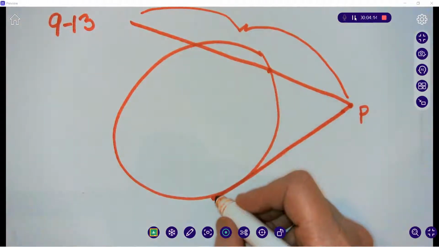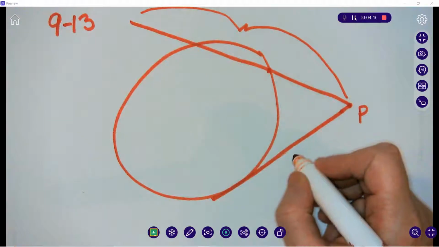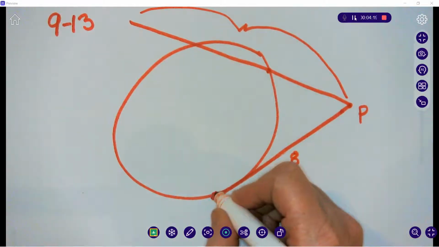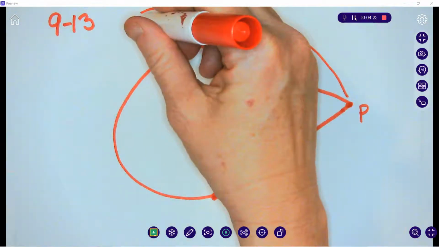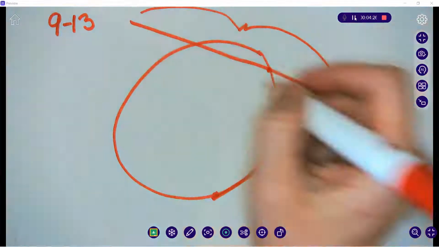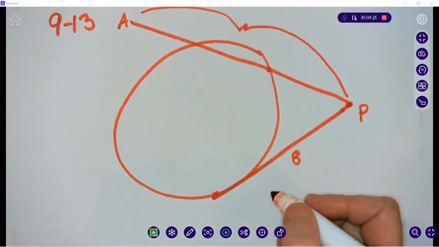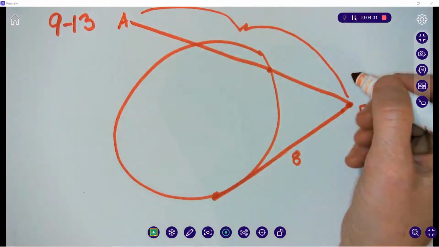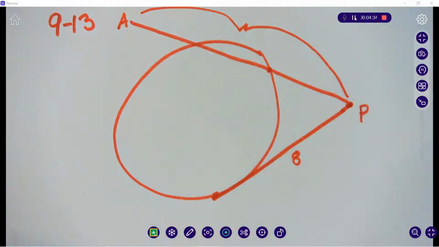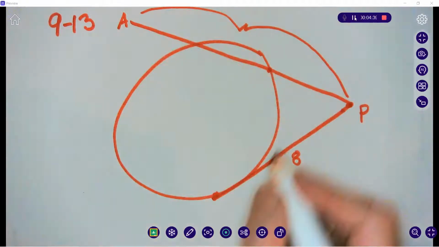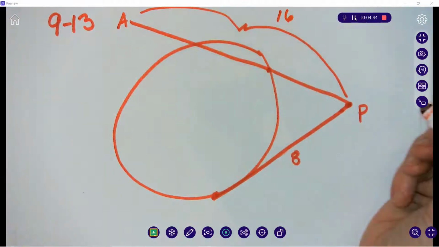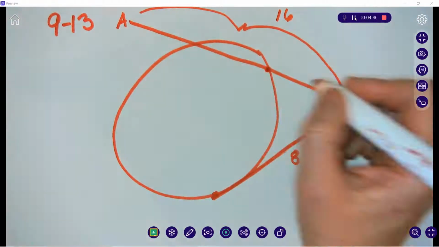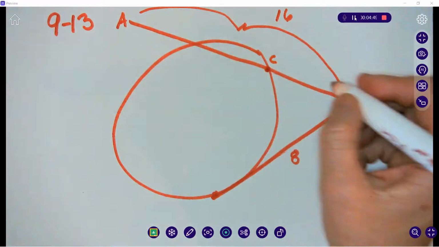That means if this tangent is 8, let's call that 8, from here where it meets to here. And let's say that this whole segment right here, I should give these some letters, we'll call that A. From A until P is, I should have worked out the numbers beforehand. Let me think for a second. Let's say that it's 16. From A till P is 16. And then this external part, just from C till P, is going to be 4.